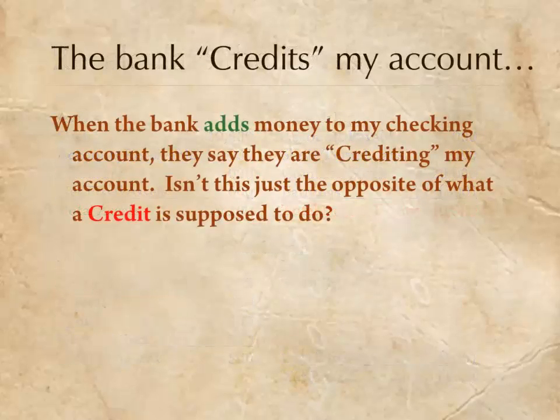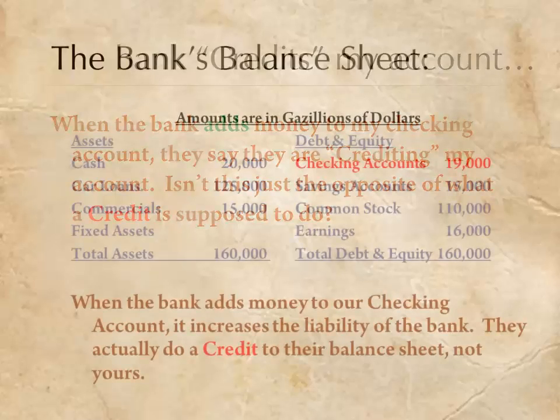Everyone with an account at the bank is happy when the bank credits our account, because when they credit our account, they add money to it. This sounds just the opposite of what a credit is supposed to do. What's going on here? Well, let's look at the bank's balance sheet and figure it out.